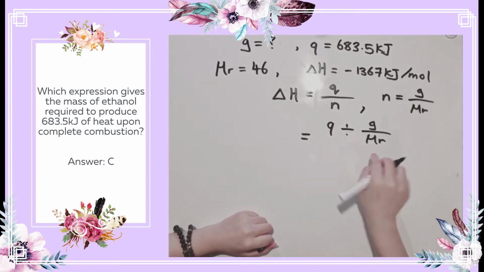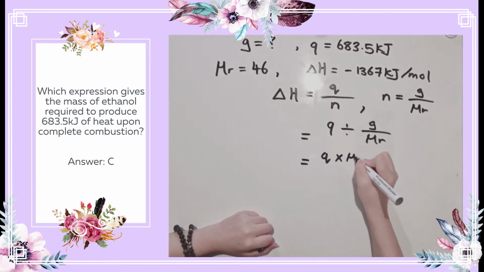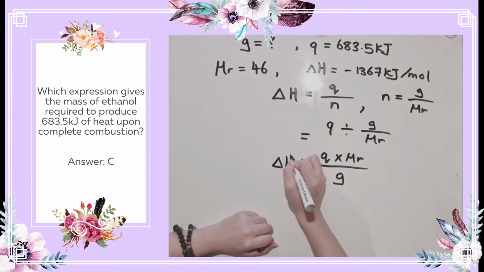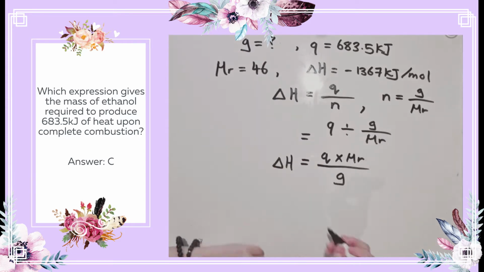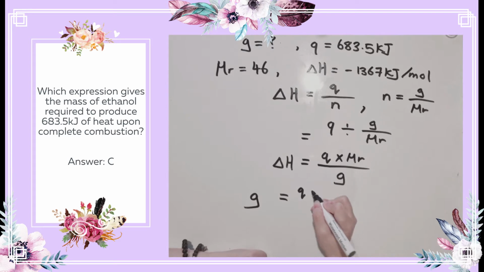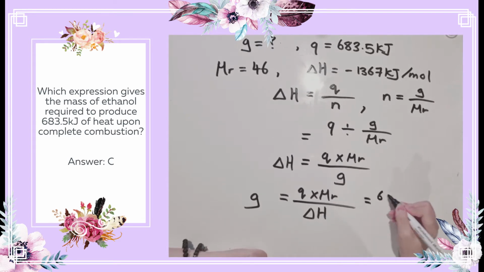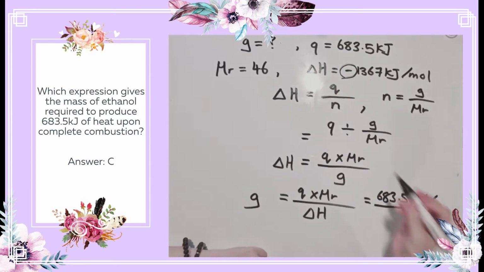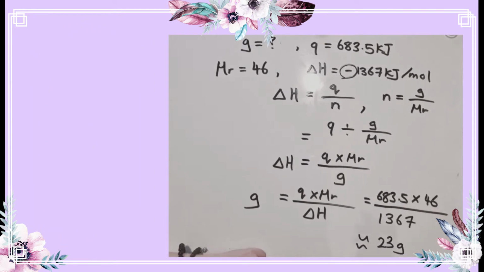By combining these two equations, we get this new equation of heat multiplied by molecular weight divided by the mass is equal to delta H. By rearranging this equation, we can find the expression for the mass. After that, we just have to substitute the values in. For delta H, we can ignore the negative sign as it just means that it's exothermic.